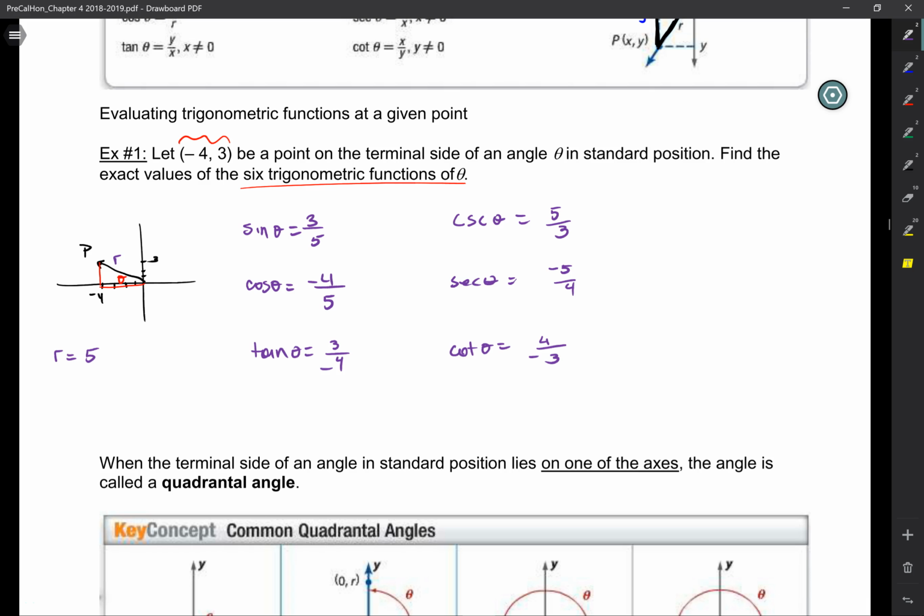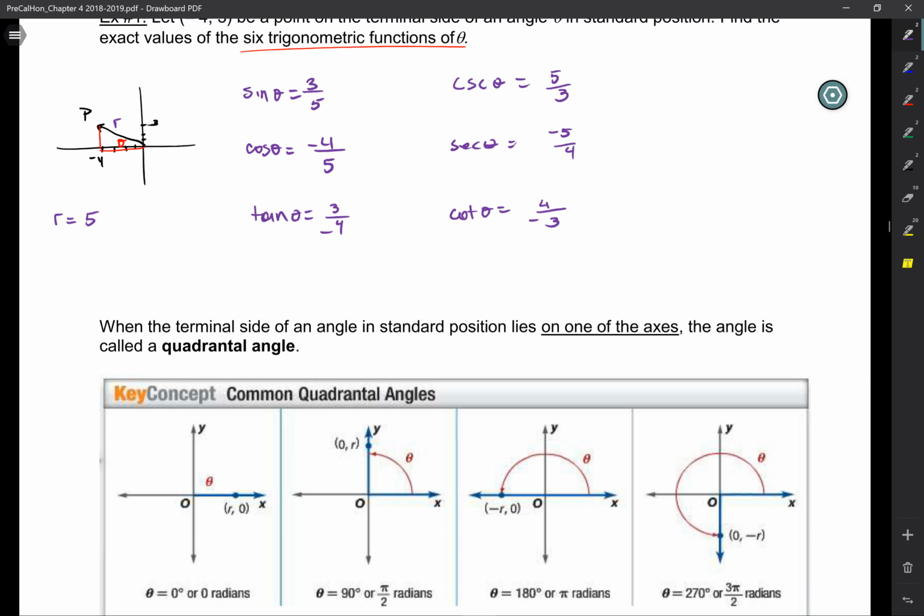All right, now, what if my point wasn't -4, 3? What if my point was -4, 0? Where would it be? On the x-axis, right? Okay, so let's take a look at that case.